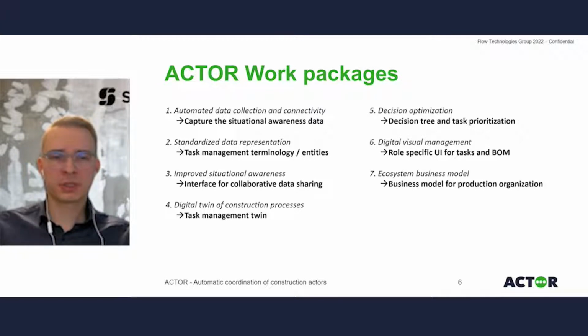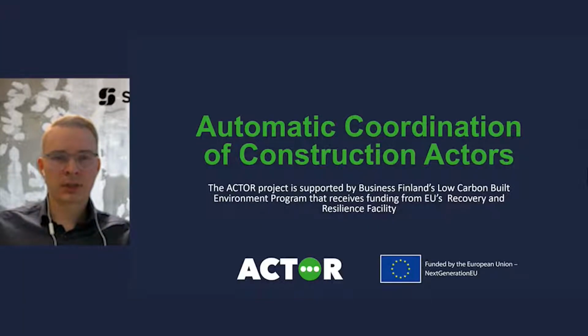In work package 4, it's the task management digital twin. And then we work on the decision tree and task prioritization matrix and method. In the 6th work package, we build a role-specific UI for seeing one's tasks and the actual status of the bill of materials. And finally, in work package 7, we plan and build the business models for the production organization. Thank you.